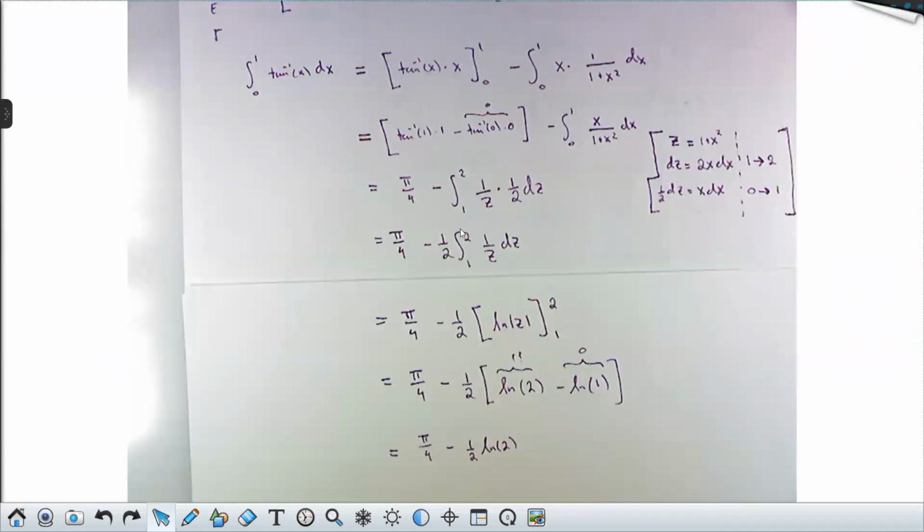Moreover, if you didn't change your bounds, if you wrote this as 0 to 1, that's just straight up incorrect. 1 over z isn't even defined when z is equal to 0. So you always got to change those bounds. And then having done that, you do not need to go back to the original variable.